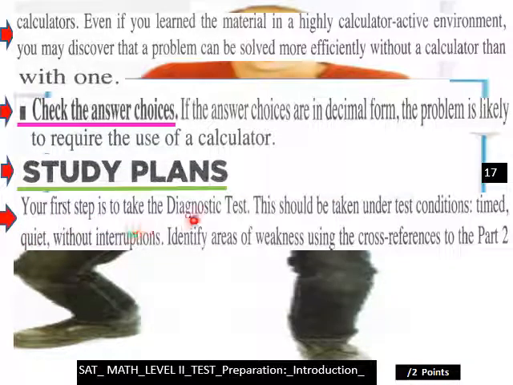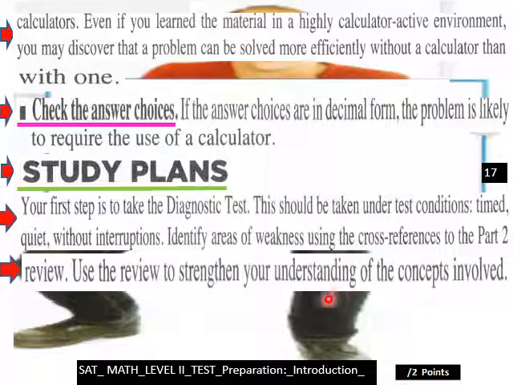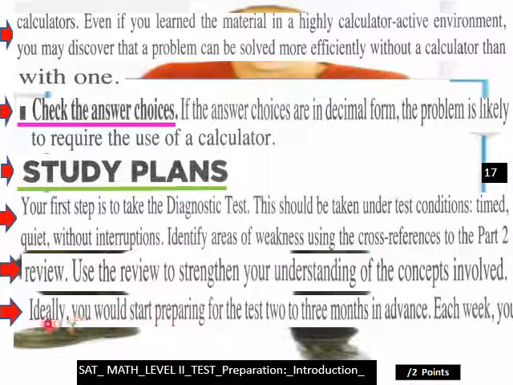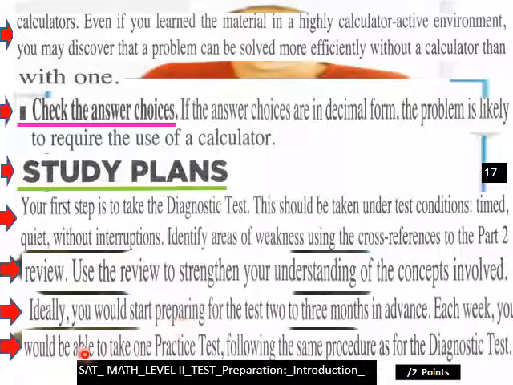Study plans. Your first step is to take the diagnostic test. This should be taken under test conditions: timed, quiet, without interruptions. Identify areas of weakness using the cross-references to the Part 2 review. Use the review to strengthen your understanding of the concepts involved. Ideally, you would start preparing for the test 2 to 3 months in advance. Each week, you would be able to take one practice test following the same procedure as for the diagnostic test.